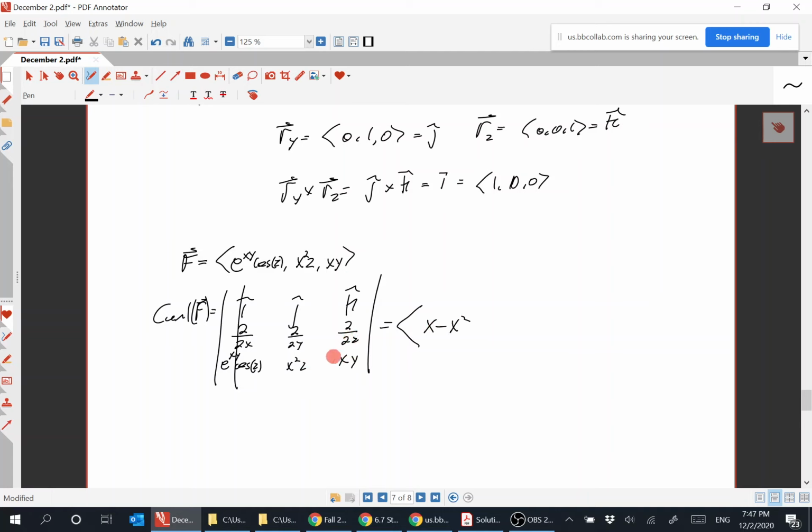All right, the partial derivative of this with respect to y is x. The partial derivative of this with respect to z is x squared. And then here, I don't care what they are. So this is x squared.